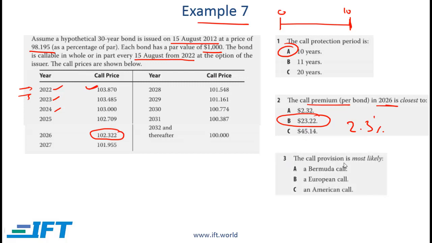The third question has to do with the style. The answer is a Bermuda call, because notice that on each of these dates, the bond is callable in whole or in part every 15th August. So since the series of dates has been given, this is a Bermuda call.